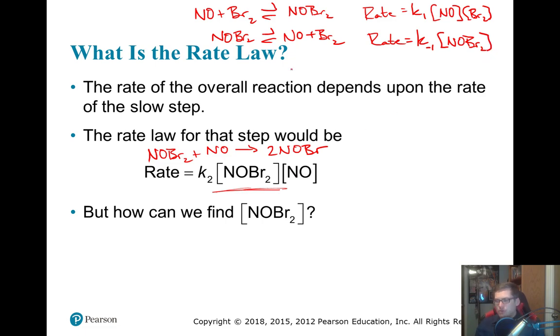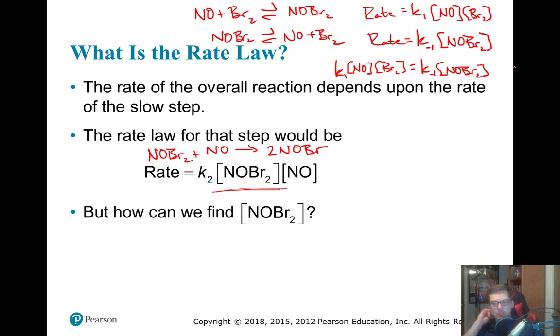Now, this is in equilibrium, and the definition of equilibrium is that the rate of reaction is equal in both directions. That means these rates have to be equal to each other, so we can set them equal. That means k1 times NO times Br2 is equal to k-1 times NOBr2.